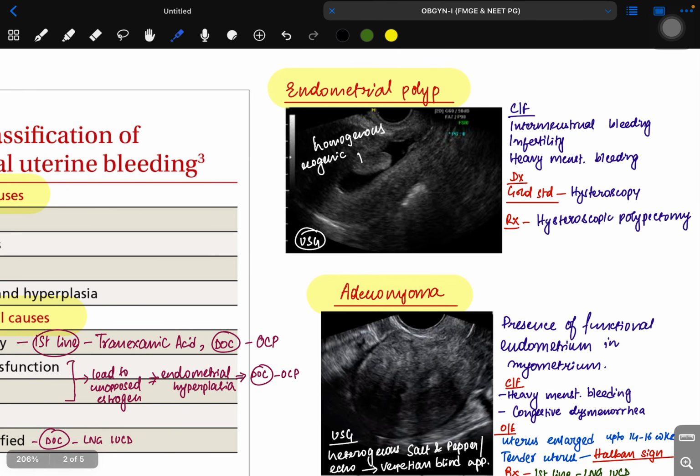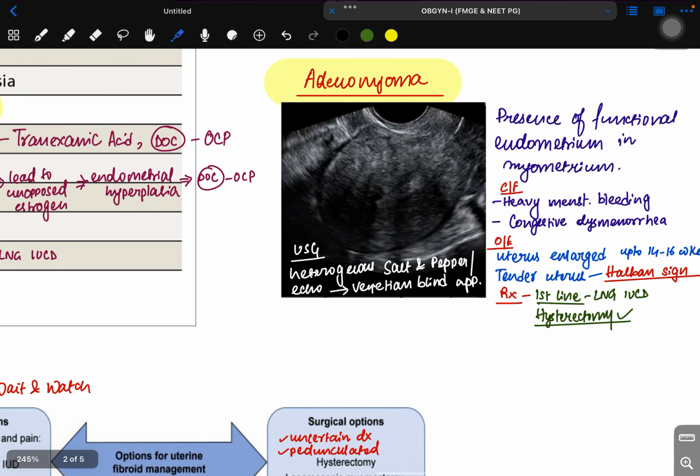Here you can find an endometrial polyp. Endometrial polyp on ultrasonography will look like what? It will give a homogeneous appearance and also be echogenic. Okay. Now the clinical features of endometrial polyp are intermenstrual bleeding, so between 2 cycles of menstruation there will be bleeding. It will lead to infertility and heavy menstrual bleeding. What is the diagnosis? The gold standard is hysteroscopy. Treatment is hysteroscopic polypectomy.